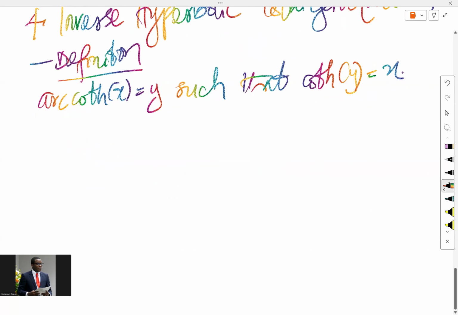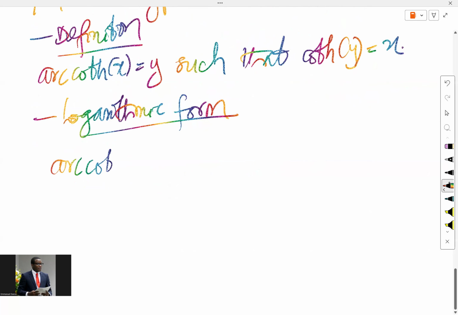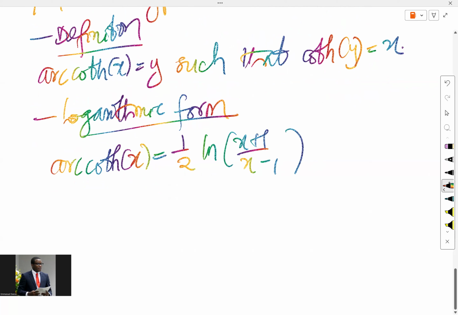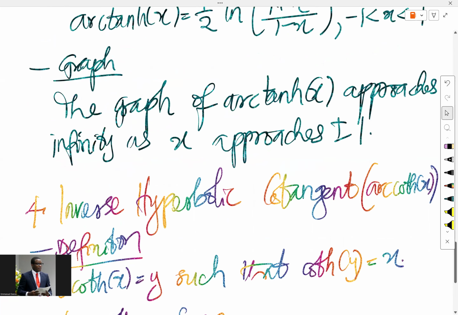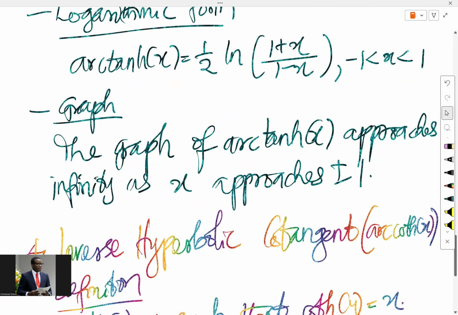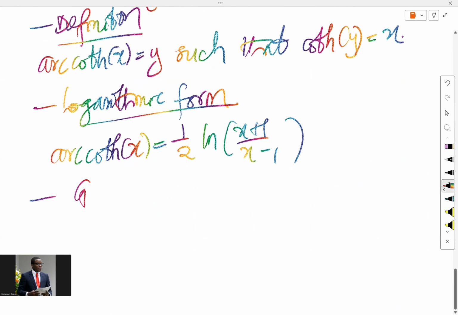And then we have the logarithmic form, which is arcoth x is equal to 1 over 2 ln of (x plus 1) over (x minus 1). It's looking exactly like what we had before. What's the difference here? That was 1 plus x, 1 minus x. So this is x plus 1, x minus 1. Okay. And then here we have the graph.